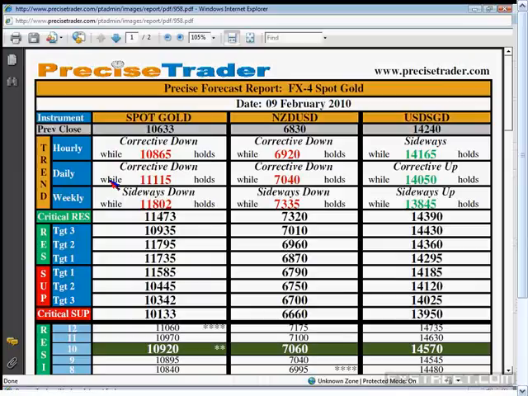So on the daily-wise, it's also saying the same. It's also giving you the same picture. It says corrective down while 70.40 holds. So that means two time frames are being down or have been moving down, but it is towards the end of that move. So there are two things you can interpret from this statement.